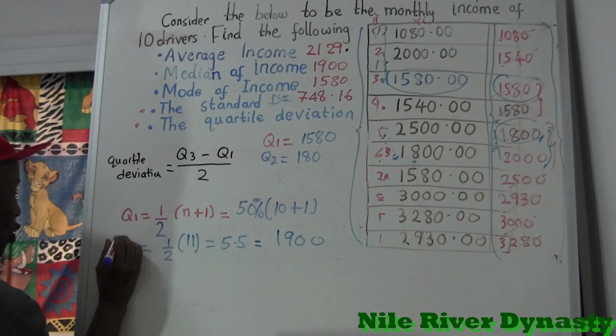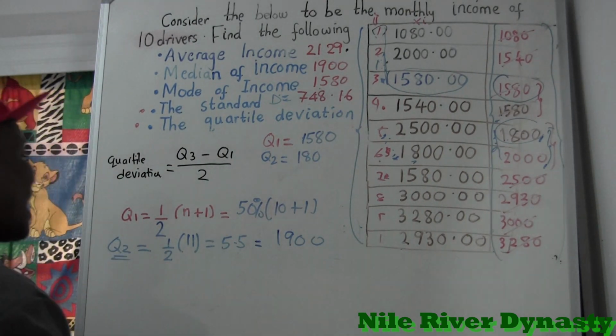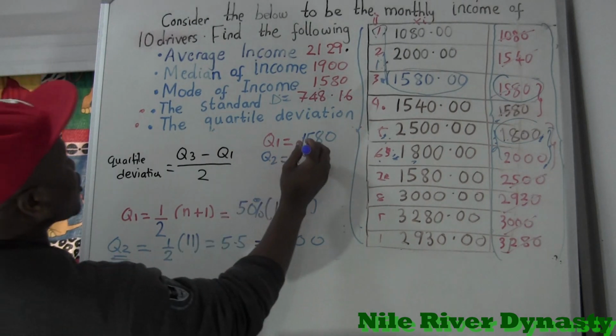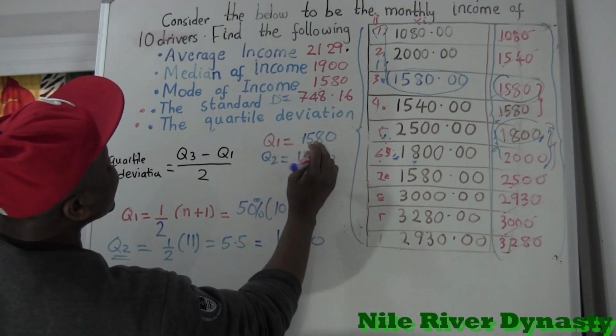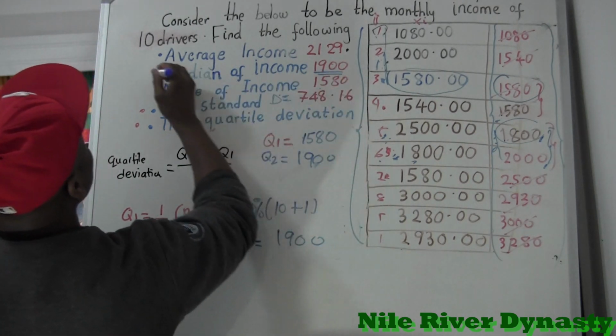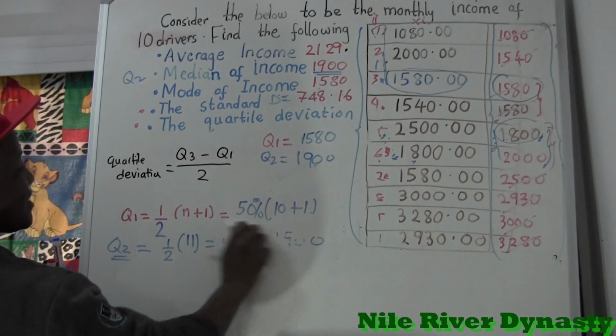My median, or sometimes quartile 2. So quartile 2 meaning median. So sometimes you can call median 1,900. Now we go for quartile 3. So quartile 2 equals 1,900. But if you have your median, don't bother, because quartile 2 meaning median. Now we go for quartile 3. Quartile 3, the game is the same, guys. You know what I'm saying?